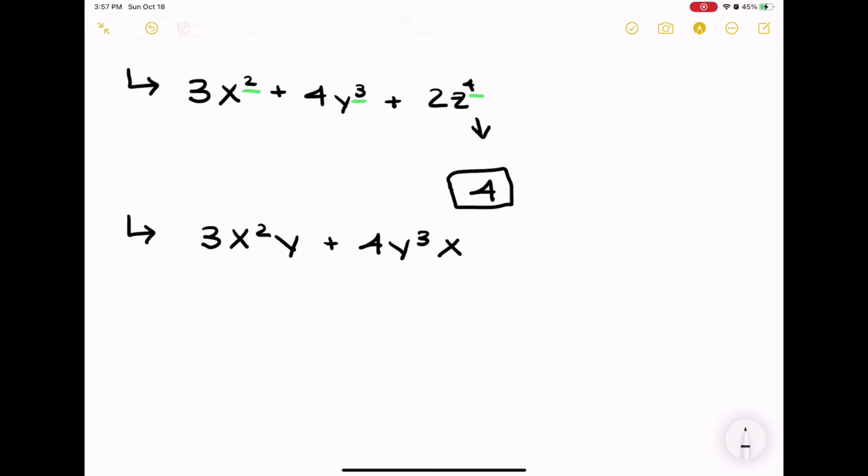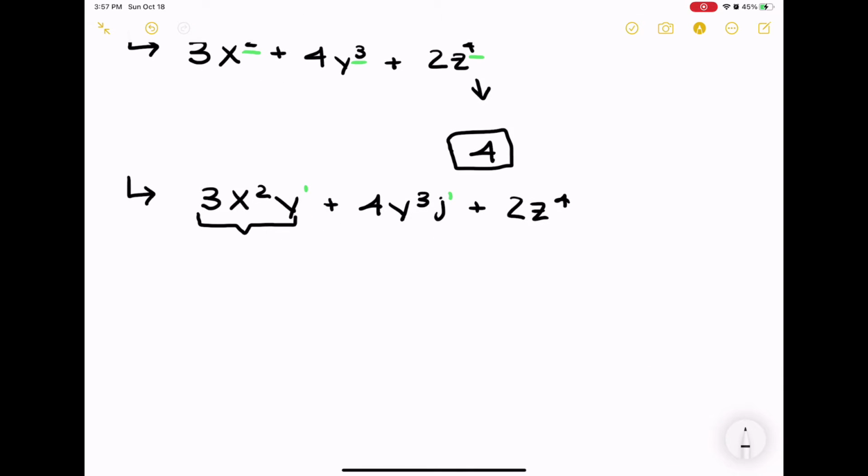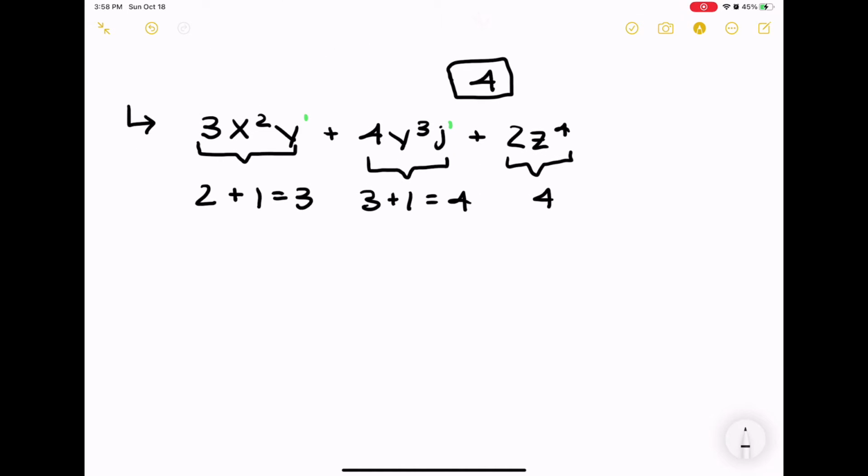So, the answer is 4. How about 3x squared y plus 4y cubed plus 2z to the 4th. Now, I'm just drawing an invisible 1, because there's an invisible 1 we don't see. Here, we have 2 degrees. 2 plus 1 is equal to 3. Now, the degree of that term is 3, and if we do that to all of them, we have 3, 4, and 4, so the greatest one is 4.